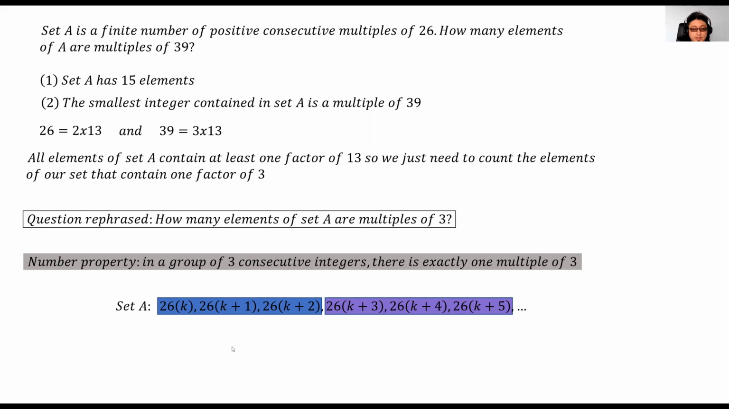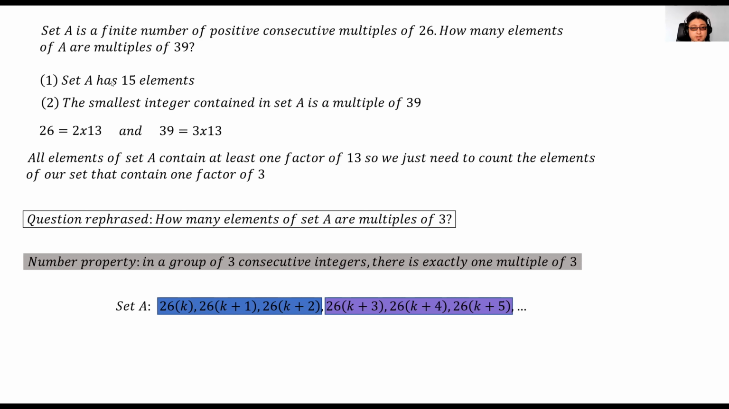The first group that I have contains integers k, k plus 1, and k plus 2, which are 3 consecutive integers. So I will definitely know that exactly one of them is a multiple of 3. On the next group of 3, I also have 3 consecutive integers, k plus 3, k plus 4, and k plus 5. So exactly one of them is a multiple of 3. That will let me get a conclusion for statement number 1.